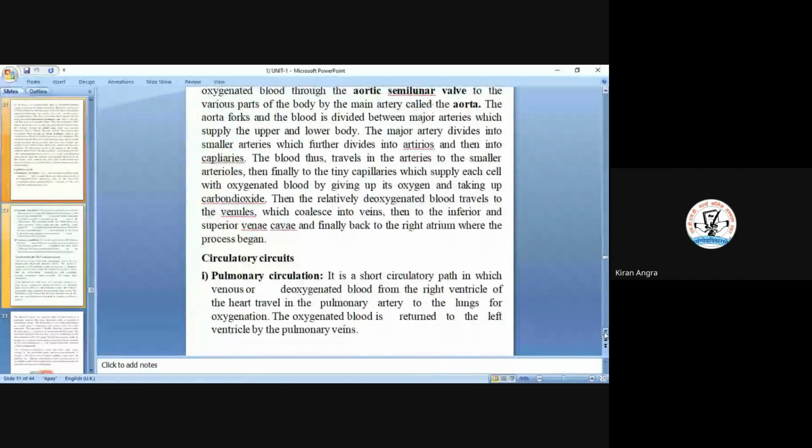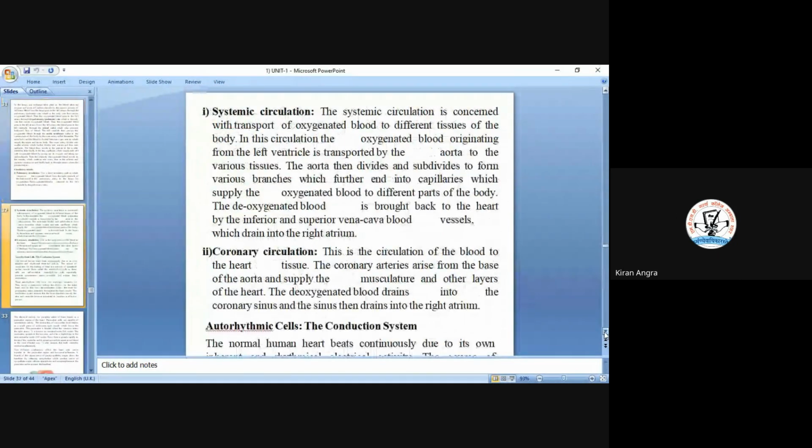Another is the systemic circulation. Systemic circulation is the circulation of the oxygenated blood to different tissues of the body, even to the cells of the body through capillaries. In this circuit, oxygenated blood comes from the left ventricle through the aorta to different tissues, and the deoxygenated blood is brought back to the heart through the inferior vena cava and so on. This comes under the systemic circulation.